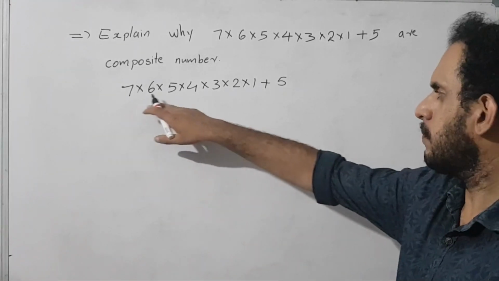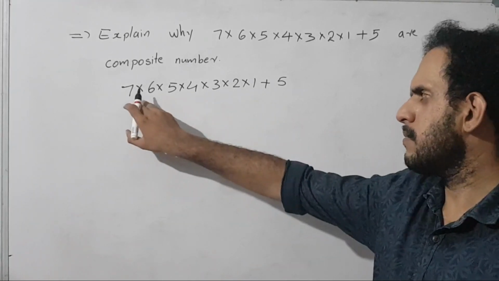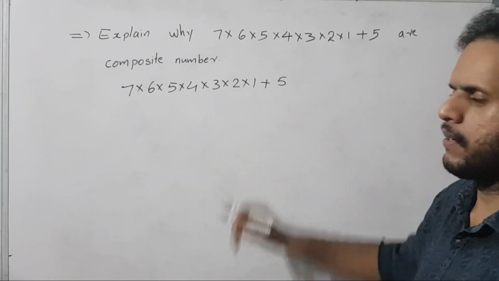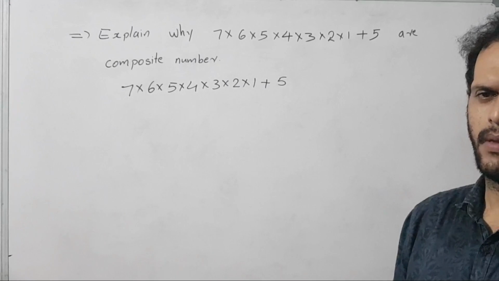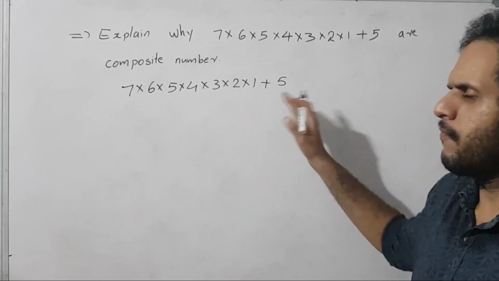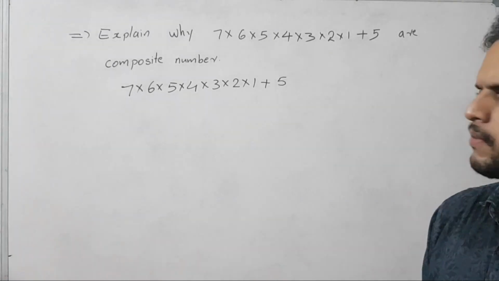The first one is this one, the product of these numbers, and the second one is 5. And we want to add them together, correct? We want to add together. So, we are not multiplying first and adding. We do it like this.